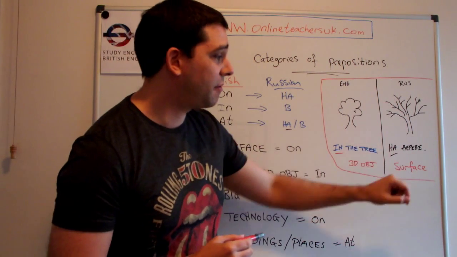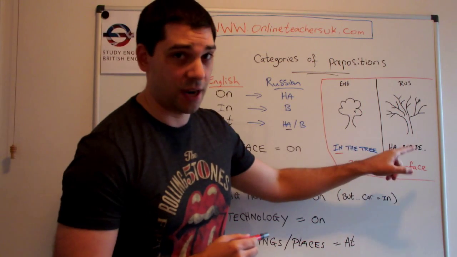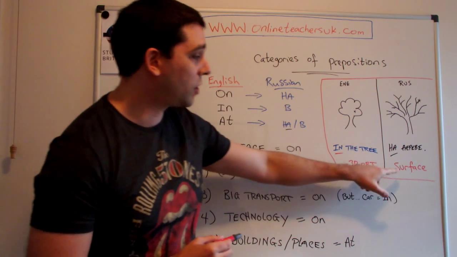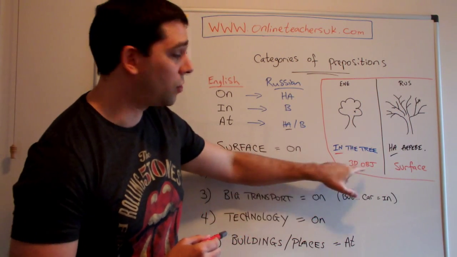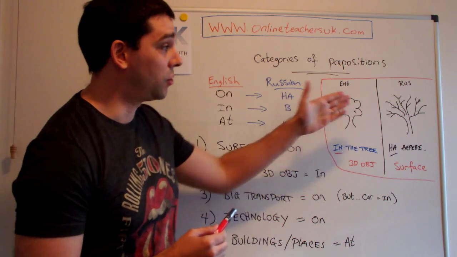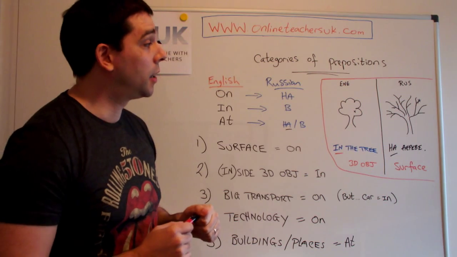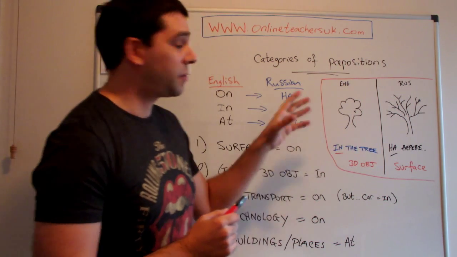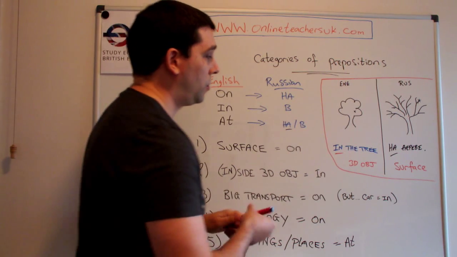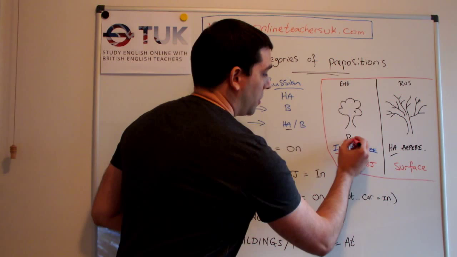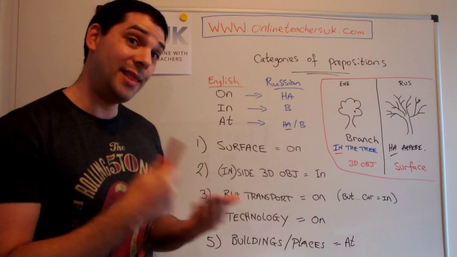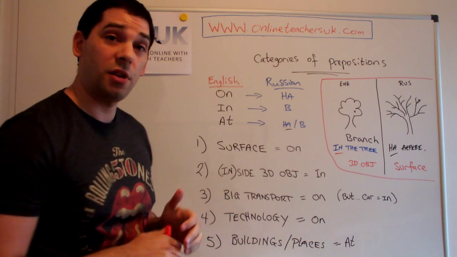you say na dereve and not v dereve, right? In this context, the bird sitting here. So in Russian it's a surface relationship, it's not a 3D object relationship. So you don't say in about the tree when you're talking about birds being there. In contrast, if we want to find agreement between English and Russian, if we change this to, let's say, branch, we wouldn't say in the branch, because the branch is a surface.